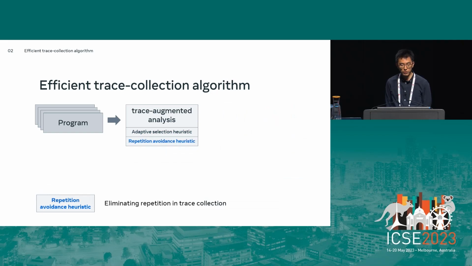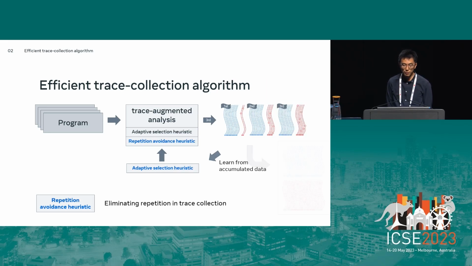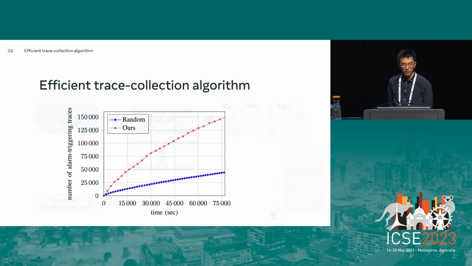So we also use a repetition avoidance heuristic, which eliminates the repetition in trace collection. Now each iteration produces new traces. After several iterations, we merge all those traces and use them as training data. This graph shows the efficiency of our trace collection algorithm. Compared to random, it collects traces more efficiently.